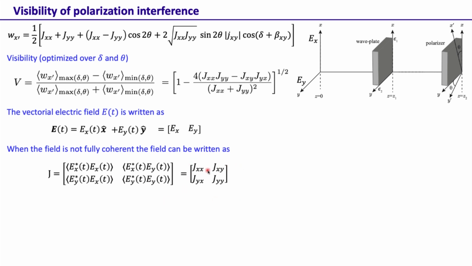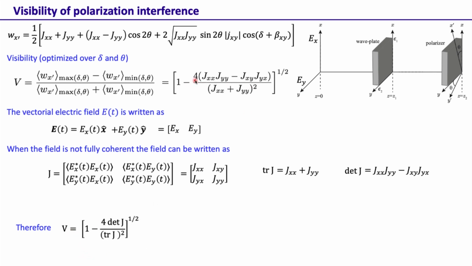Okay, so this J is Jxx, Jxy, Jyx, Jyy. So the trace of J is Jxx plus Jyy, and the determinant of J is Jxx Jyy minus Jxy Jyx. This is the determinant of J, and this is the trace of J. Now we go back to this expression for visibility. We realize that what we have in the denominator here is Jxx plus Jyy, and what we have in the numerator over here is Jxx Jyy minus Jxy Jyx, which is this quantity. So we can write the visibility as 1 minus 4 times the determinant divided by trace squared, raised to the power half. So this is what we have.